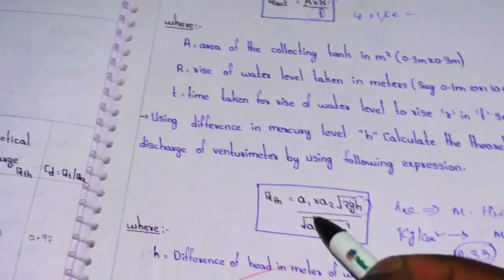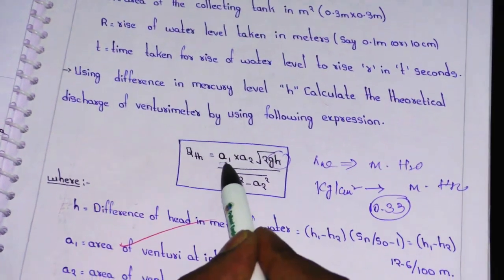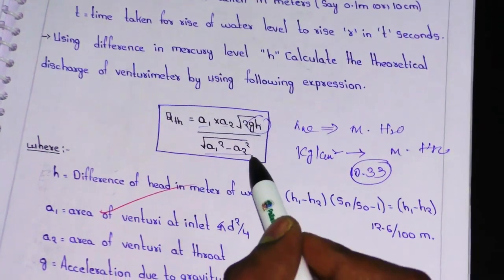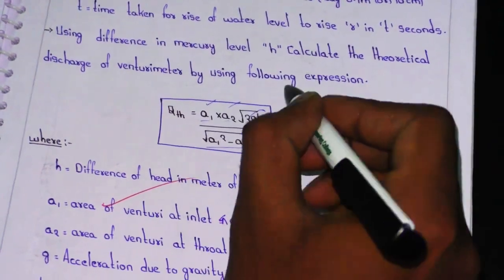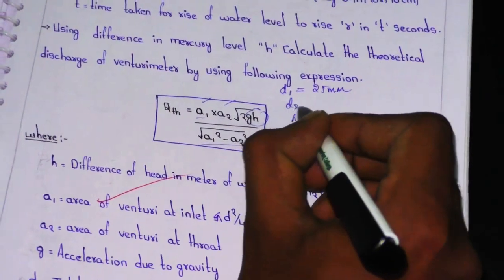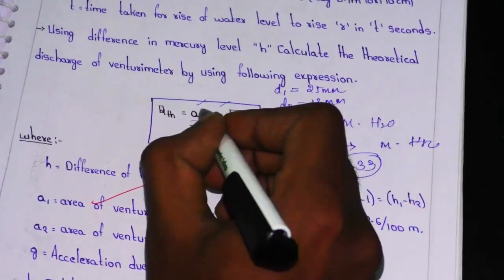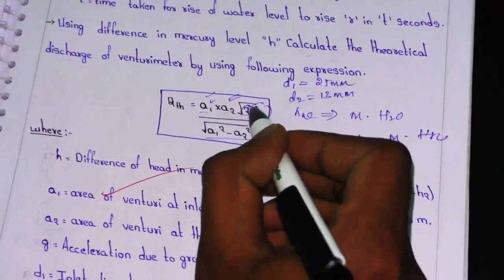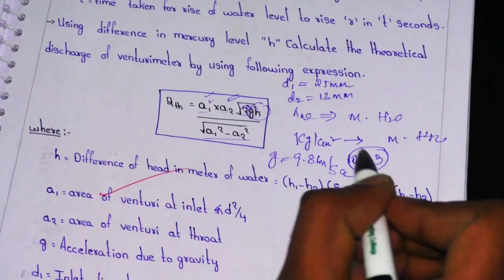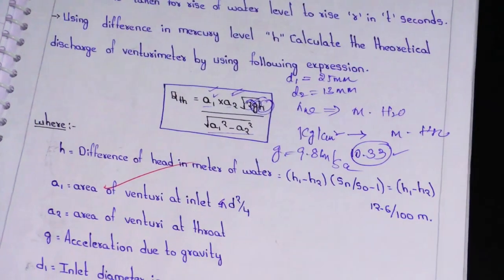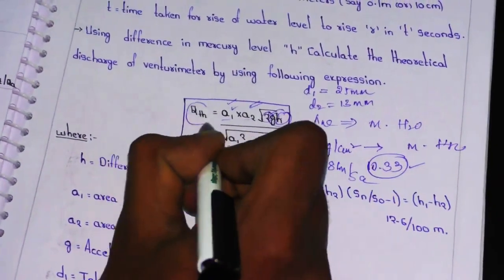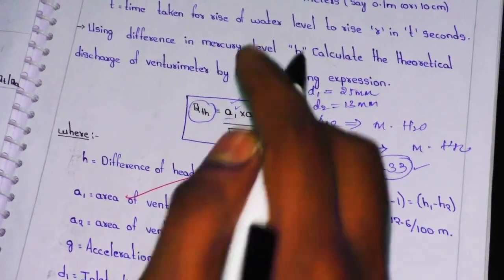Now we need the theoretical discharge. In theoretical discharge we have A1, A2 and square root of 2gh divided by square root of A1 square minus A2 square. We will get A1, A2 because we know the diameter, D1 is 25 mm and D2 is 13 mm. Using these formulas we will get A1, A2, and we know G is acceleration due to gravity, that is 9.81 meter per second square, and we have calculated H in meters of H2O. So if we substitute all these values, we will get Q theoretical discharge through this formula.